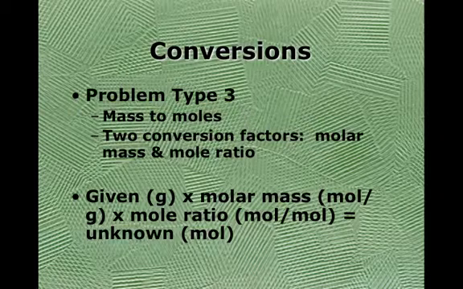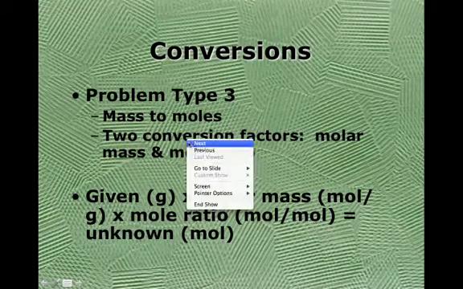Okay, problem type 3 is really the same process as the last problem type 2, except we're starting with mass and going to moles. But we're using the same conversions. We've got to change grams to moles first, using the molar mass, and then we'll convert from moles of the first compound to the moles of the second compound.